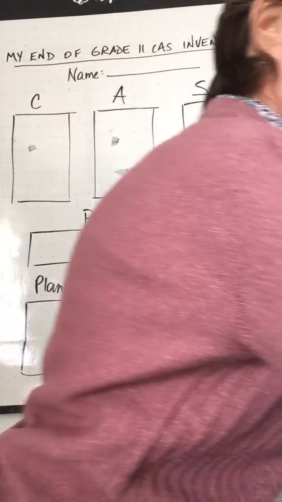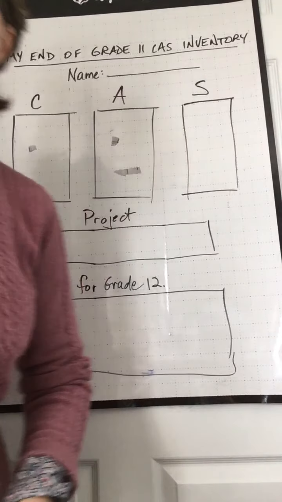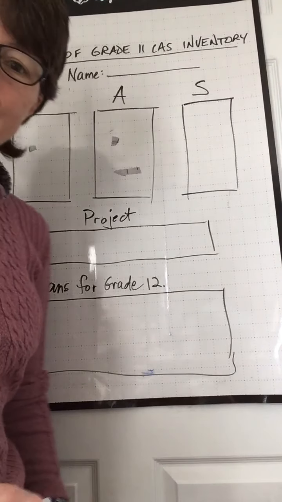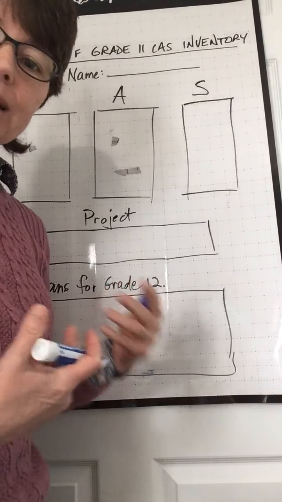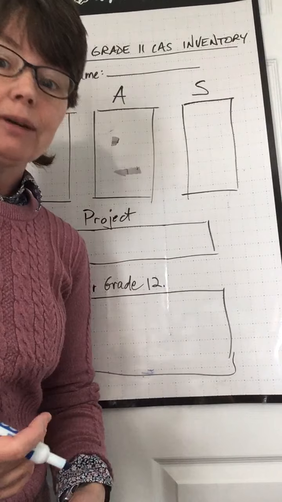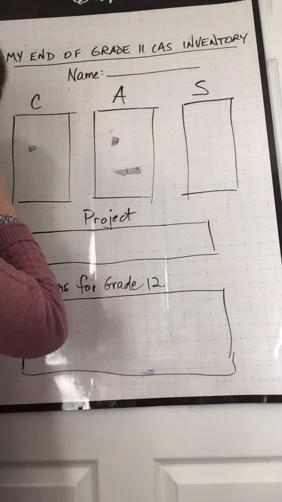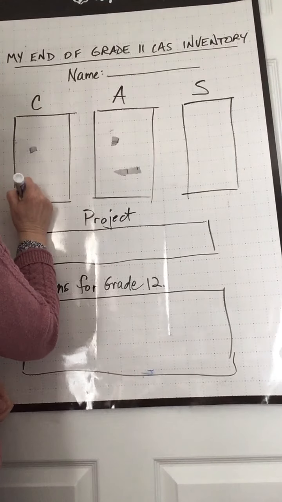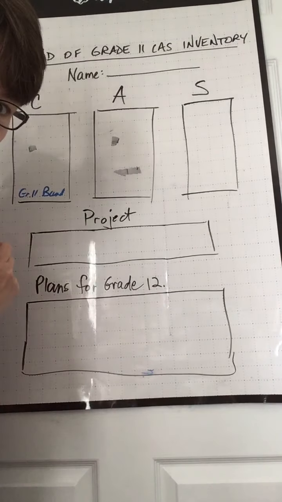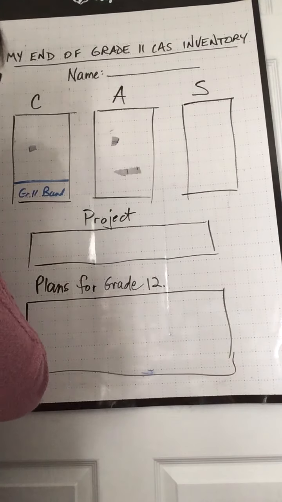So you're going to have your name, of course. Now, for each of these, CAS, creativity, action, and service, you are going to include the things that you've already done in grade 11, which hopefully you have also entered in your ManageBac portfolio. So for example, if I was in the band, I could say grade 11 band here, concert band or jazz band, whichever one, or if both of them, then you can add both.